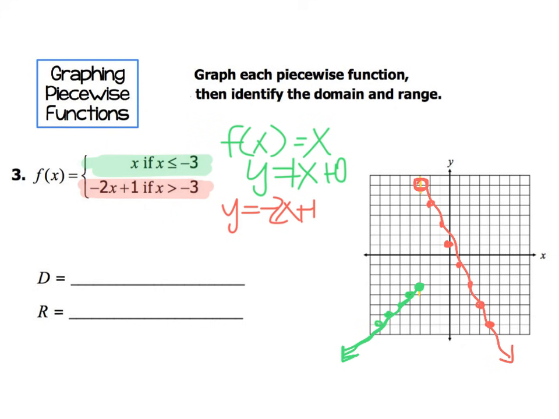Okay, that's our answer. Now we want to identify the domain and the range. So our domain, think left to right. Does it go to the left forever and to the right forever, and does it cover every value on the x-axis?